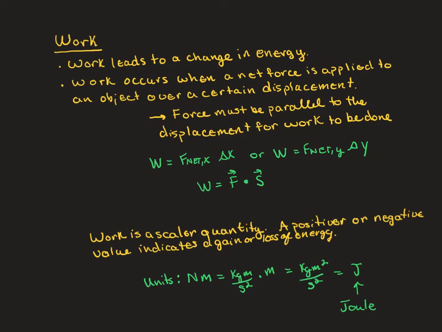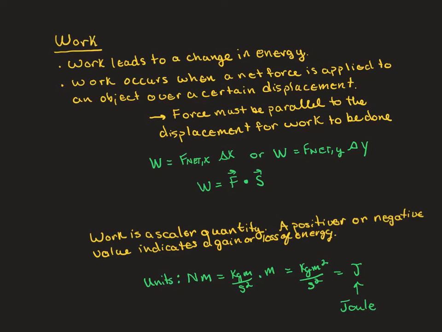So now instead of dealing with things occurring in terms of time, now we're dealing with things occurring in terms of displacement. Now there is one caveat to this. In order for work to occur, the force must be parallel to the displacement. So this means that in order for work to occur, force net in the x goes with displacement in the x. Force net in the y goes with displacement in the y. As you see in the relationship I've written down here, it's an or. Force net in the x times delta x, or force net in the y times delta y.